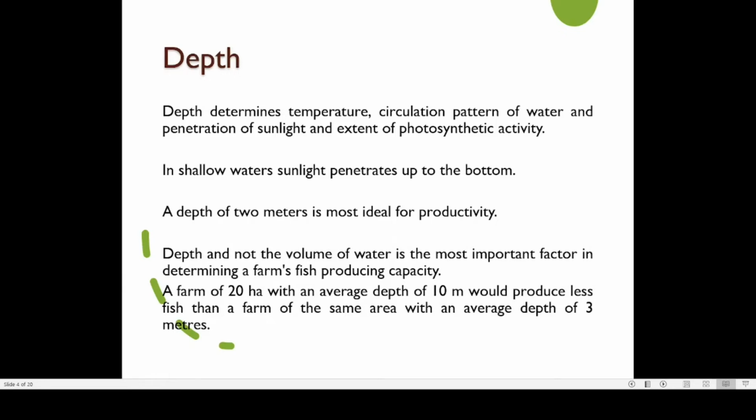That 3 meter farm will be producing more food per unit area compared with the first. So a deeper pond is not always good for growth of the fish. The problem is that in a deeper pond there will not be enough food material. Photosynthesis may not be taking place, so fish may not be able to grow properly. So that is the importance of depth.